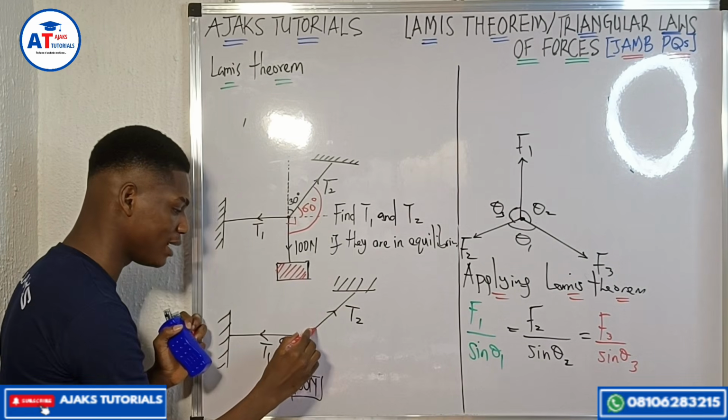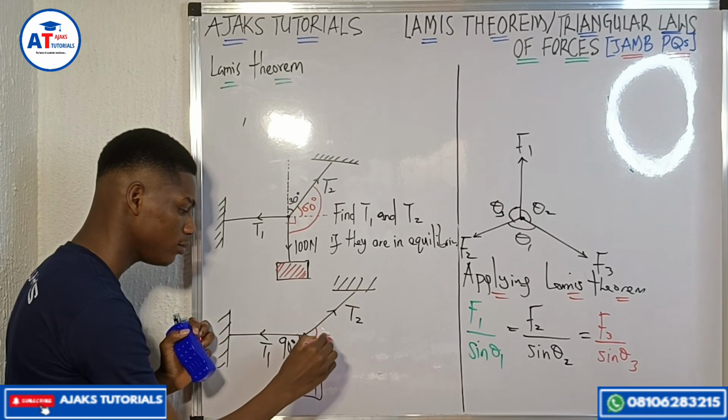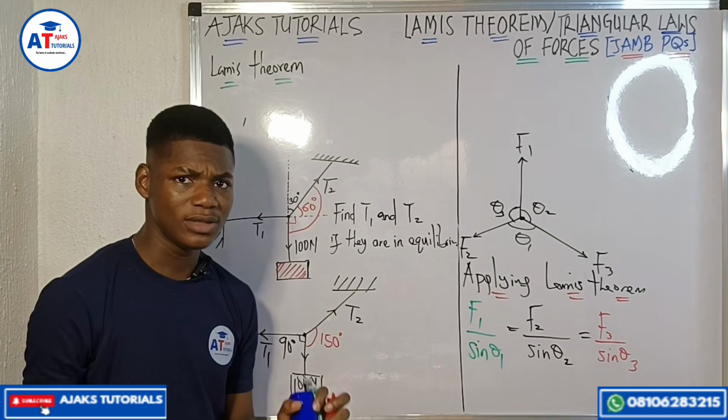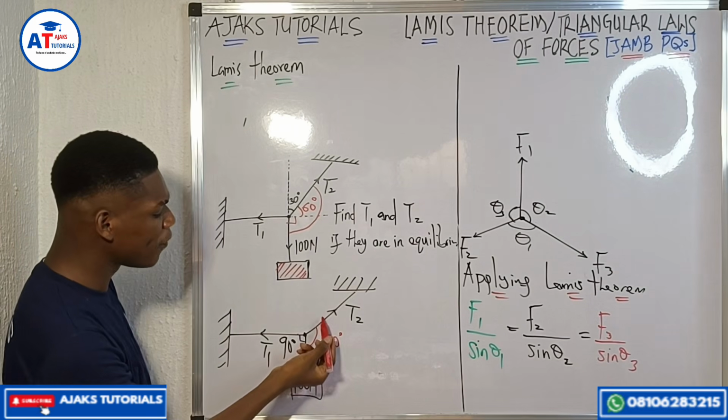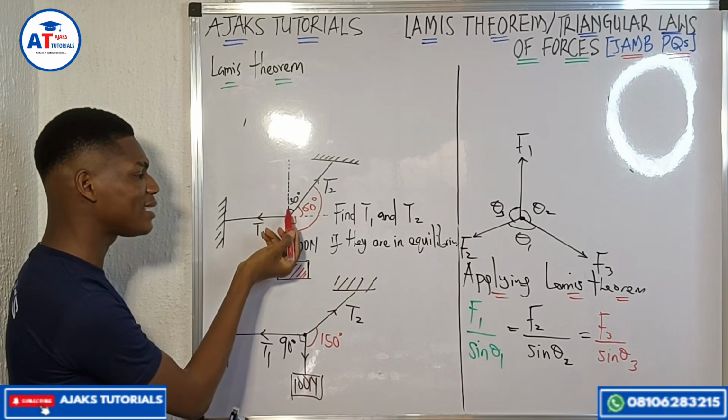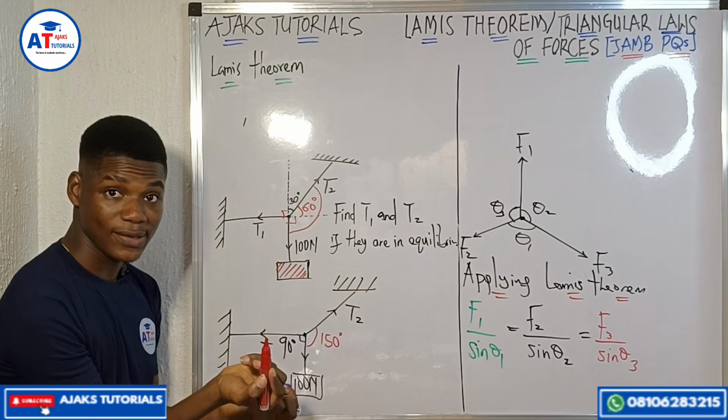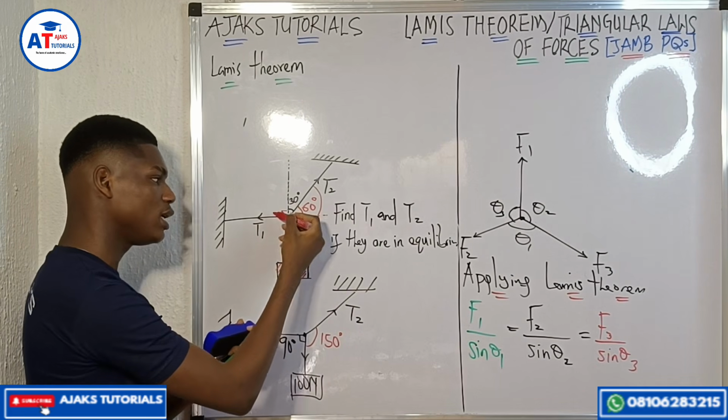So just take it like this: 150. I hope this is clear. Now, what's the angle from here to here? If here is 30, class, here is 90. Yes or no? Yes. 90 plus 30 is what? 120.